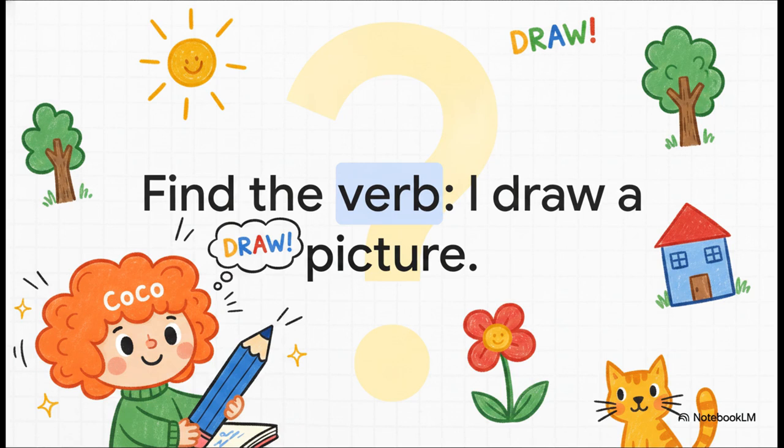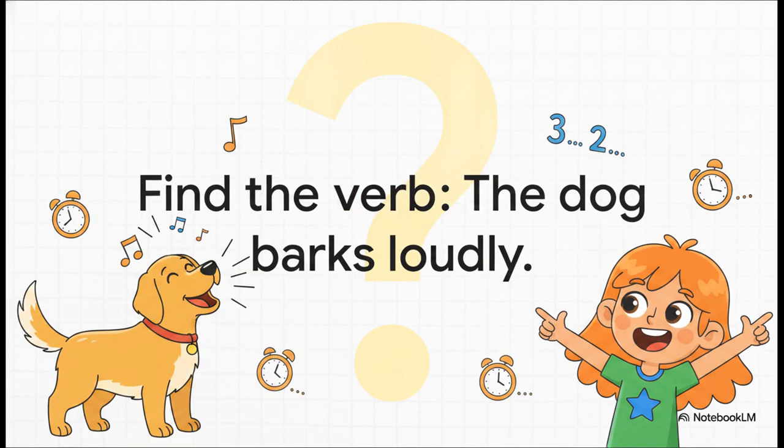Next, challenge. I draw a picture. If you're stuck, just fall back on the quick trick. Is someone doing an action? Yeah, I am. And what am I doing? Draw. Draw is the action word, so draw is the verb. Fantastic. All right, final challenge sentence. Make it count. The dog barks loudly.